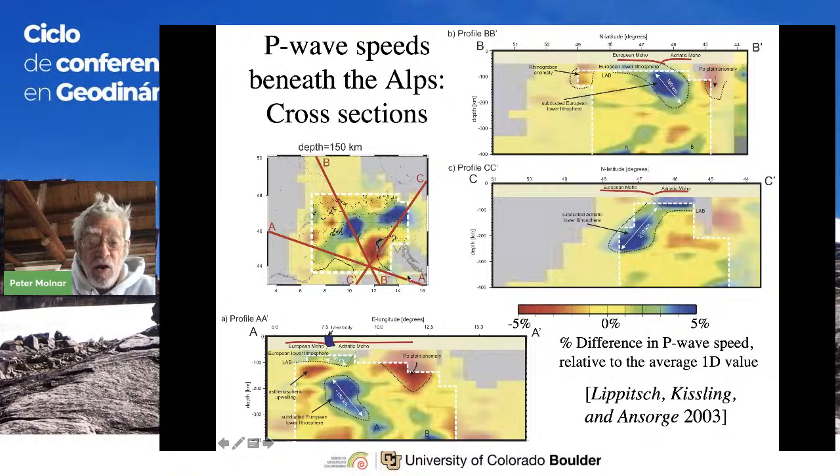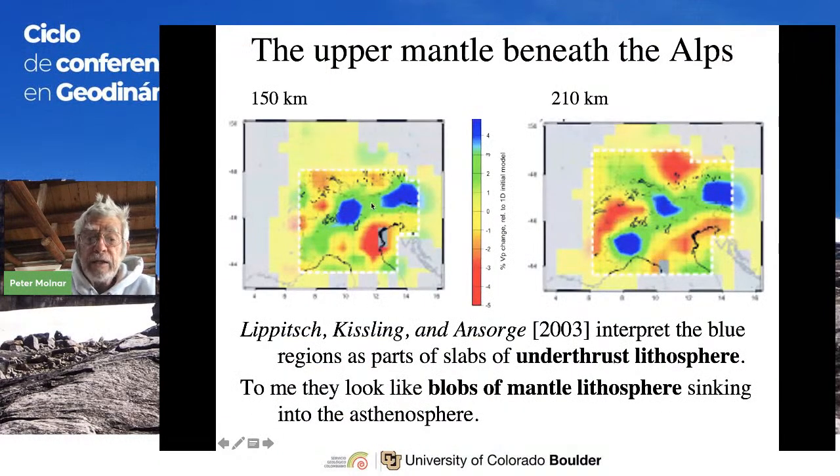This profile A over here, the high-speed zone is below 150 kilometers, and they show it dipping to the southeast, and maybe it does. Then profile B, going through this one, well, they claim it dips to the southeast again, maybe. And then the profile C over here, well, they're coloring that blue, but they're showing it dipping to the southwest. Maybe it does. Maybe that's the right interpretation. But I look at these as essentially blobs of mantle lithosphere sinking into the asthenosphere, just sinking straight down. That's the way they look to me.